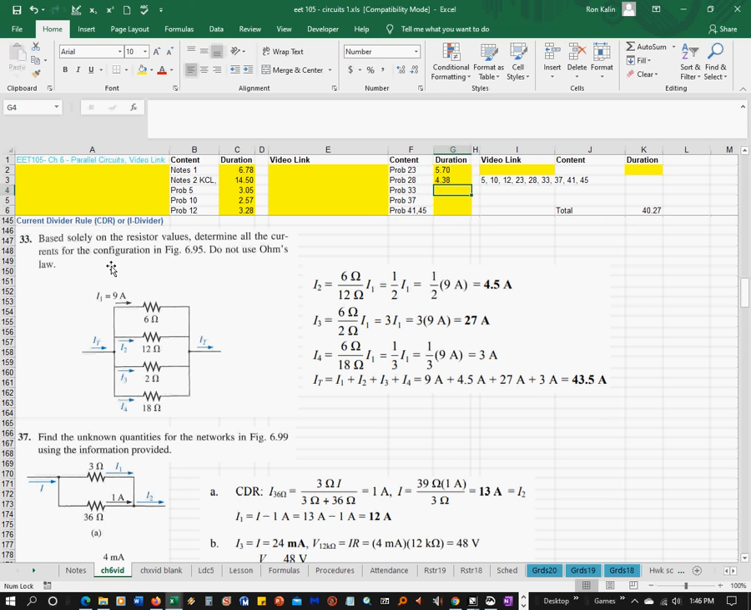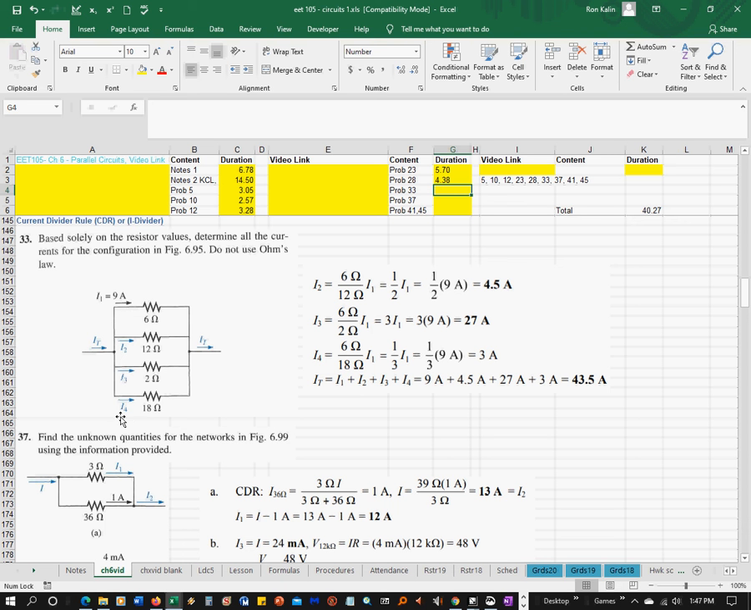EET 105, Chapter 6, Parallel Circuits, Problem 33, Current Divider Rule, CDR or I divider. The book uses these terms interchangeably. Based solely on resistor values, determine all the currents for this configuration. So you're given one single current. You have to be thinking to yourself, how can I figure out what all these other currents are?